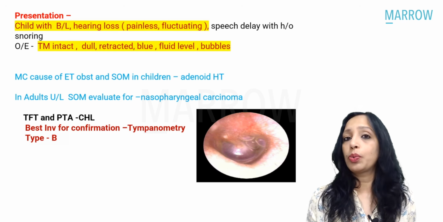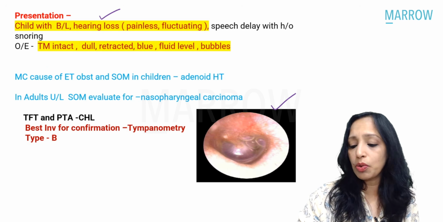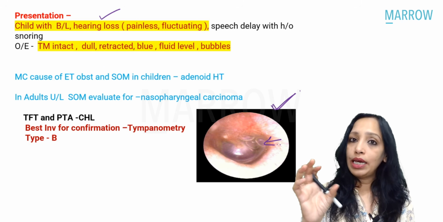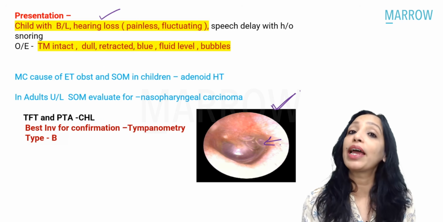In 2022, what was asked was: the presentation was given as a child with bilateral hearing loss, and this picture was given with the fluid and air bubbles behind the tympanic membrane, and what was asked was the diagnosis.